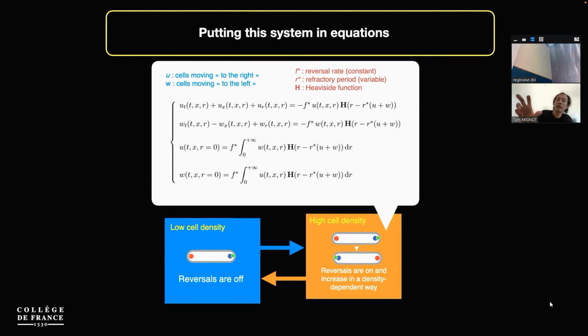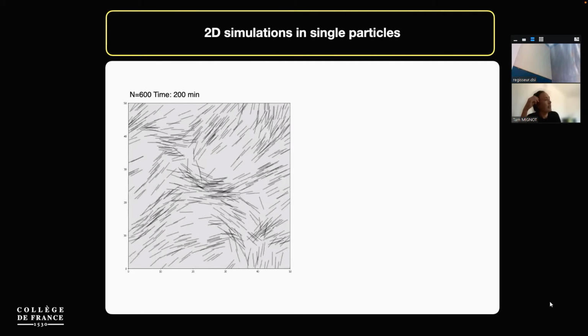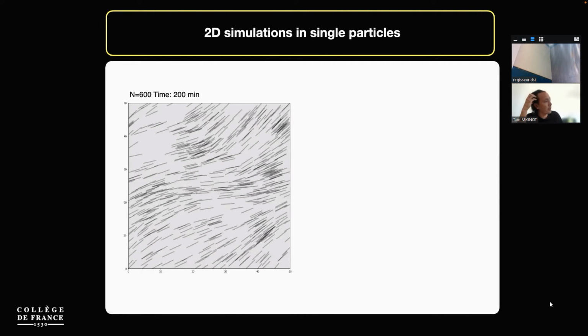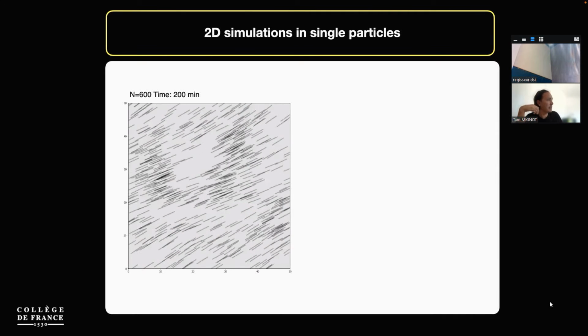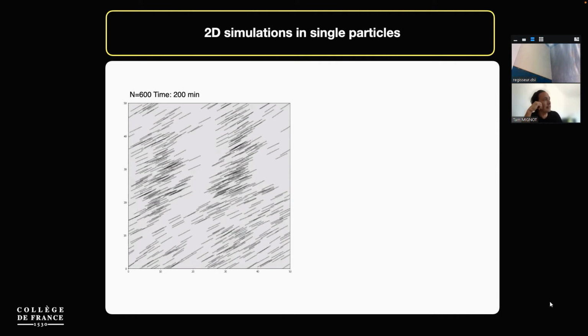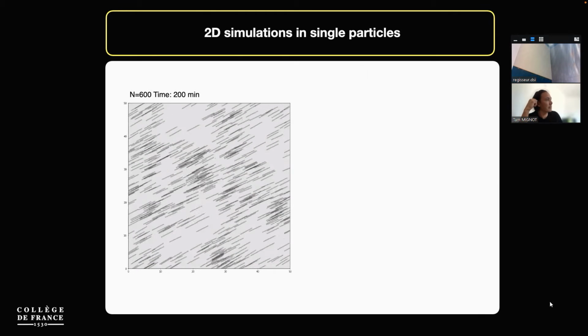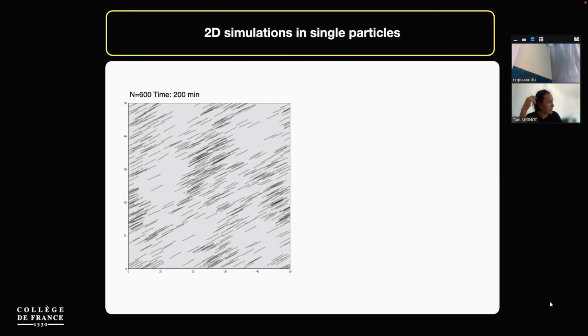Okay, so we can now use this model to simulate the behavior of the cells, which you saw here. Each cell is shown by a line, and you can see that for a simulation of 600 cells for a time frame of about 200 minutes, after alignment is obtained, you start getting patterns, and those patterns resemble the patterns that I've shown you in the rippling field. But of course, you can be more precise, right?